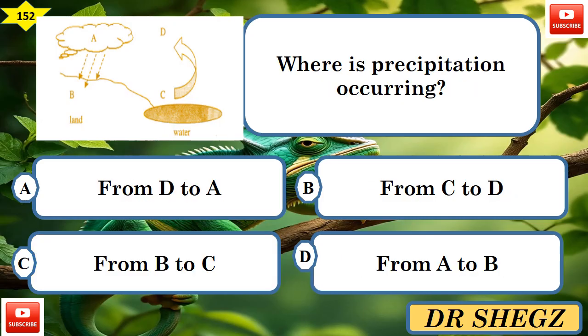Where is precipitation occurring? Is it from D to A? Is it from C to D? Is it from B to C? Or is it from A to B? Of course, this is easy. This is precipitation, rainfall. This is from A to B. The answer is from A to B.